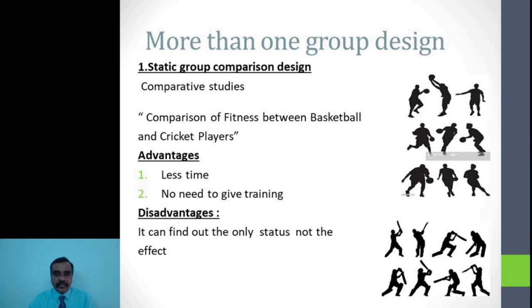What are the advantages? Very less time to conduct this research because there is no training. There is no need to give any training. Just we are measuring what is their fitness level. The fitness level of basketball players and fitness level of the cricket players are measured and compared using suitable statistical procedures, and the results are drawn to find out whether the basketball players are good in fitness or cricket players are good in fitness.